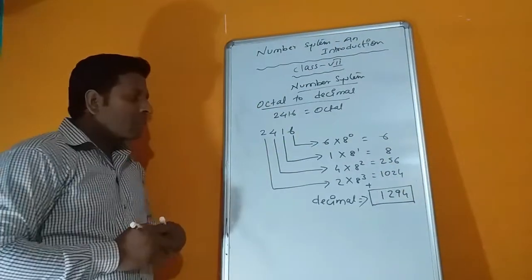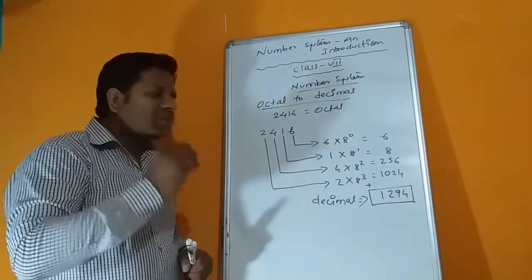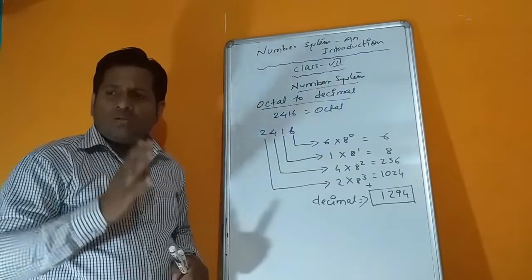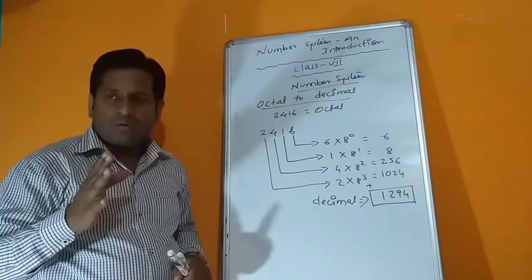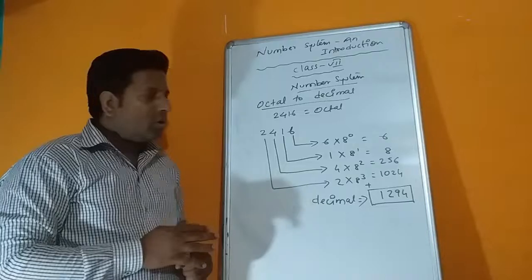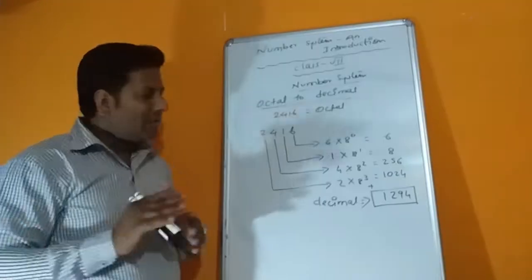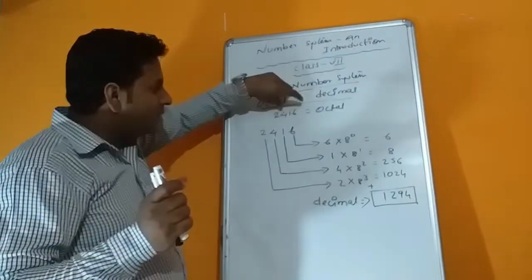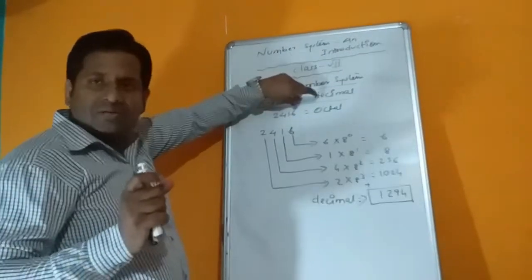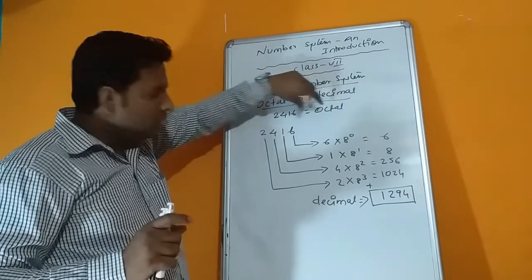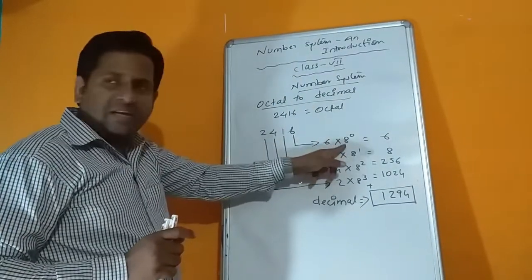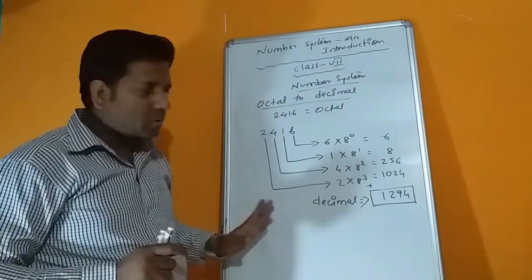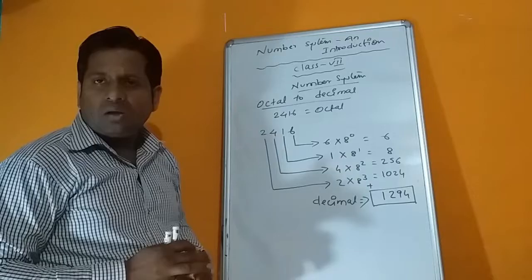So children, understood how octals are converted to decimal? Whatever may be the octal number, its digits should be between 0 to 7, that means 8 digits. So here 2 is between 0 to 7, 4, 1, 6, all between 0 to 7. So it is octal. Just take the numbers, use 8 to the power 0, 1, 2, 3, multiply with the numbers given. Just sum up, you will get the result.